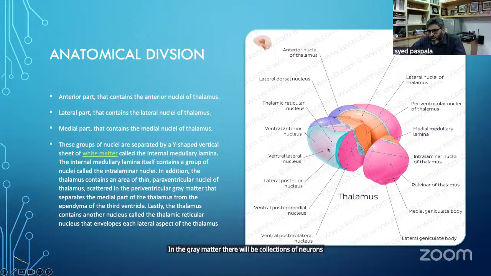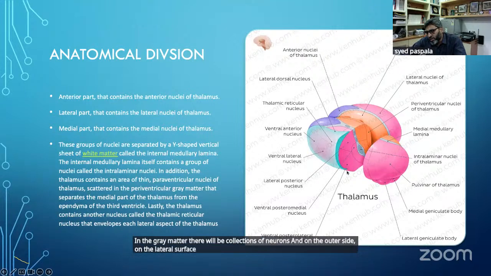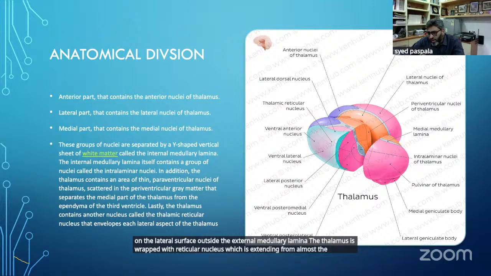And on the outer side, on the lateral surface, outside the external medullary lamina, the thalamus is wrapped with the reticular nucleus, which is extending from almost the anterior pole to the pulvinar area and even the geniculate nucleus here.